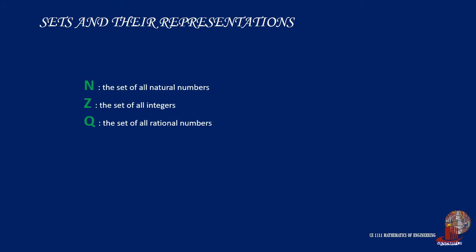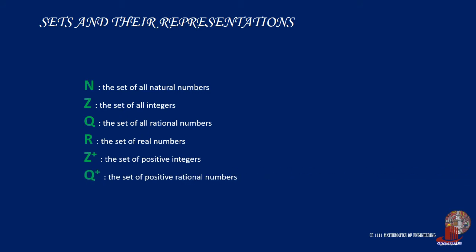We note that each of the examples is a well-defined collection of objects in the sense that we can definitely decide whether a given particular object belongs to a given collection or not. We give below a few more examples of sets used particularly in mathematics. N, for the set of all natural numbers, Z, the set of all integers, Q, the set of all rational numbers, R, the set of real numbers, Z plus, the set of positive integers, Q plus, the set of positive rational numbers, and R plus, the set of positive real numbers. The symbols for the special sets given above will be referred to throughout our discussion.